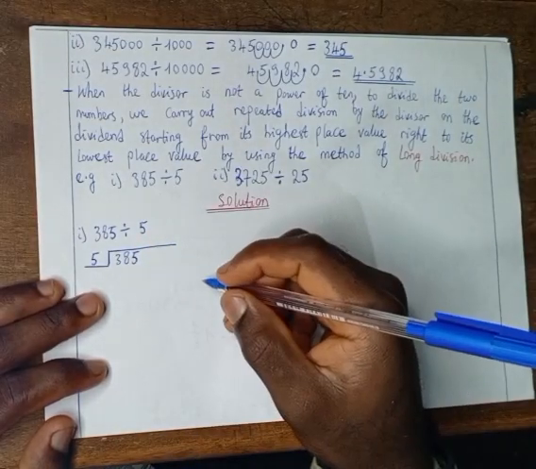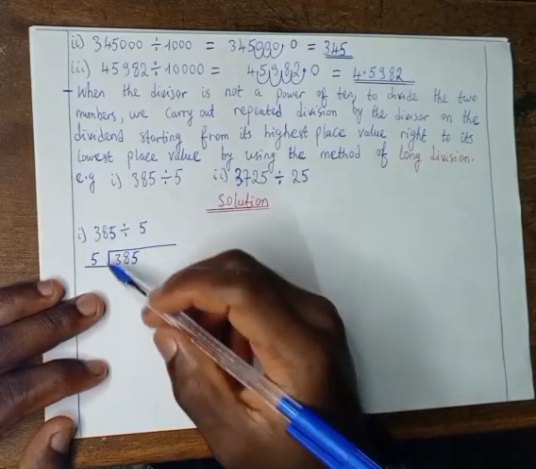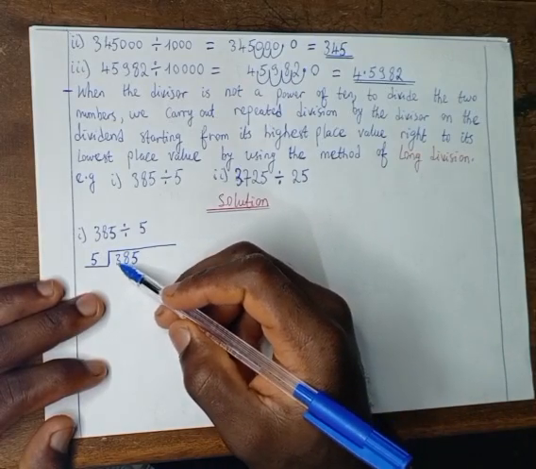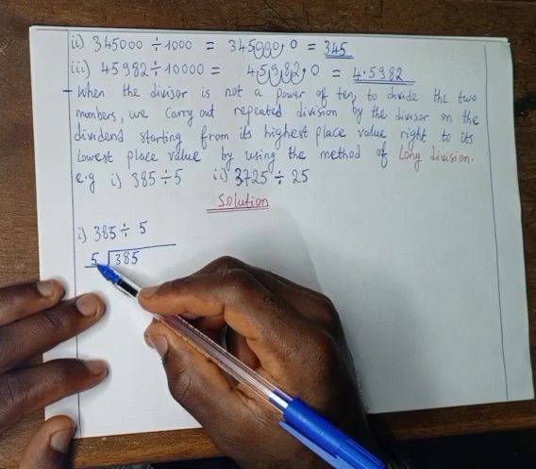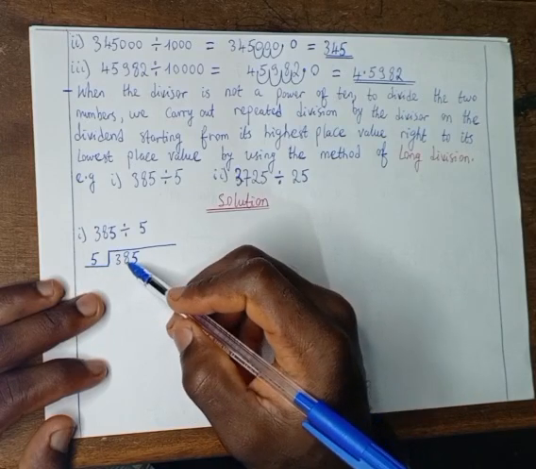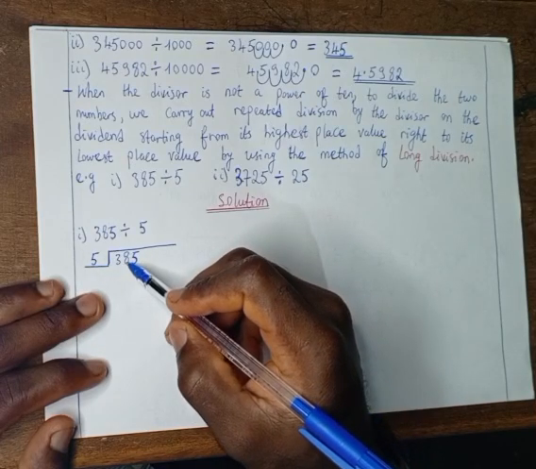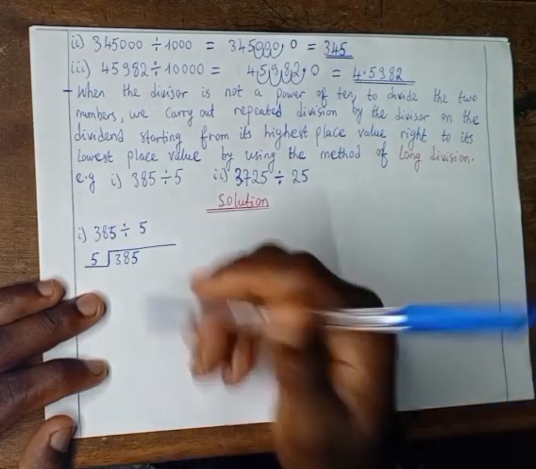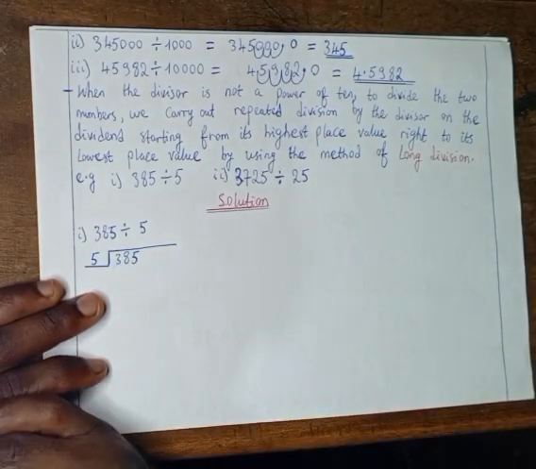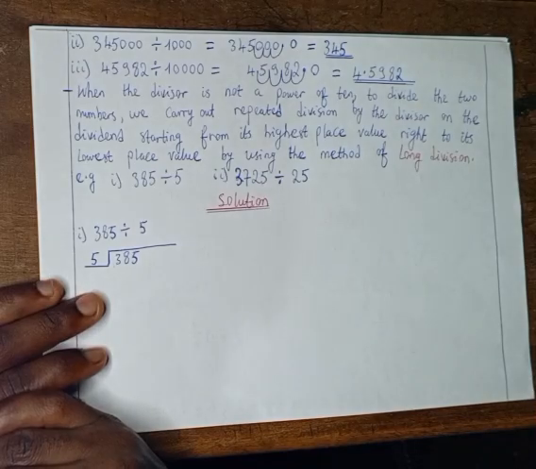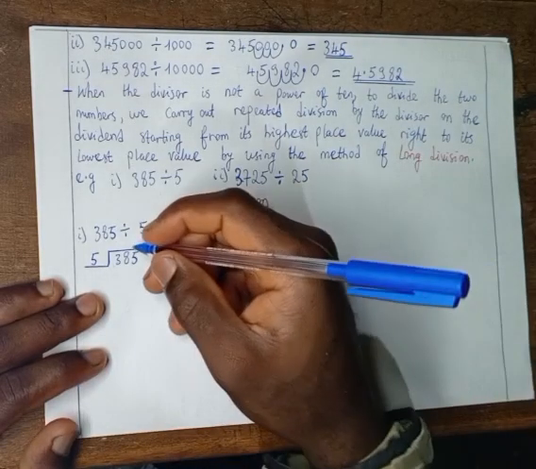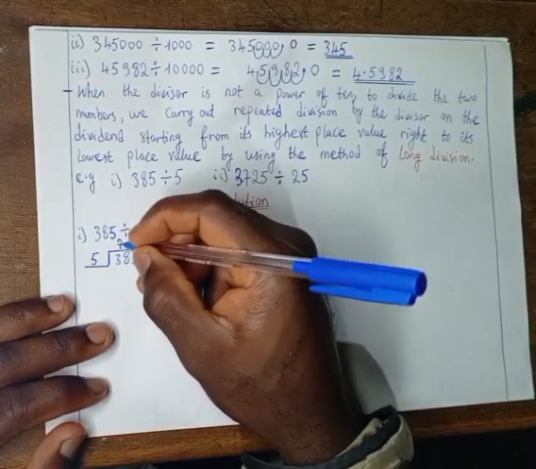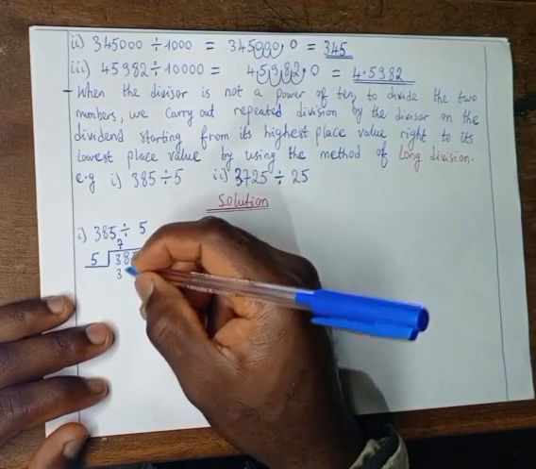Next, we have to carry out division starting from the highest place value. At the highest place value, we have the digit 3. 3 is less than 5. So we are going to attach the second highest place value, which is 8, to 3 to form the number 38. We divide 38 by 5. We are only interested in the whole number part, so it gives us 7. 7 times 5 gives us 35.